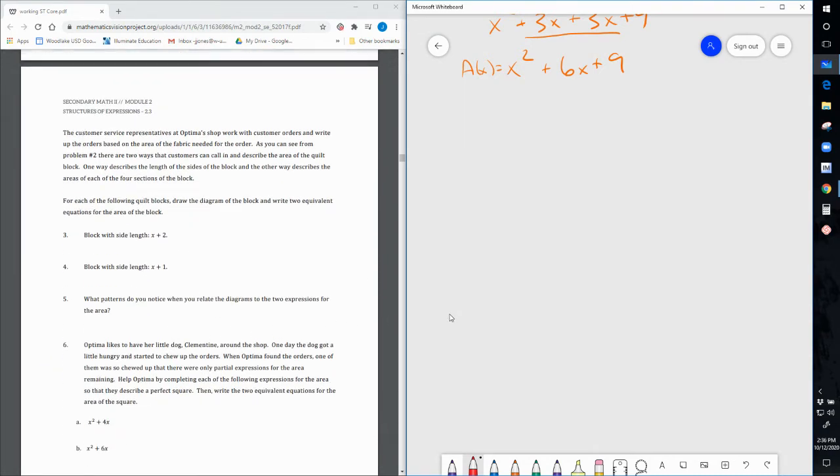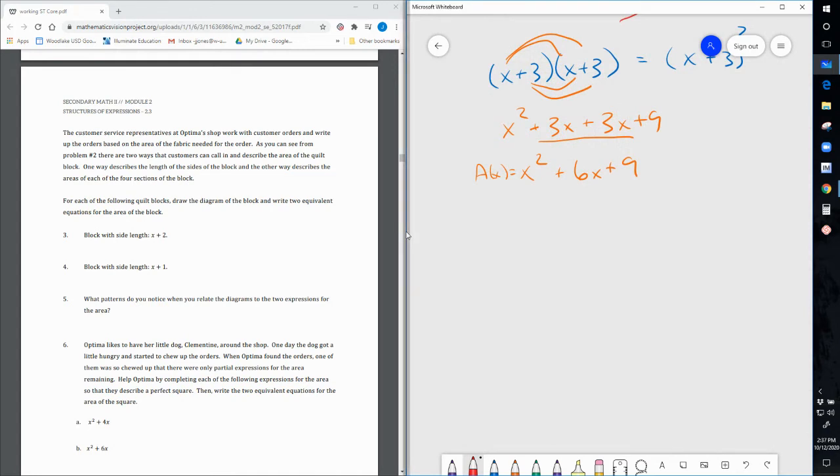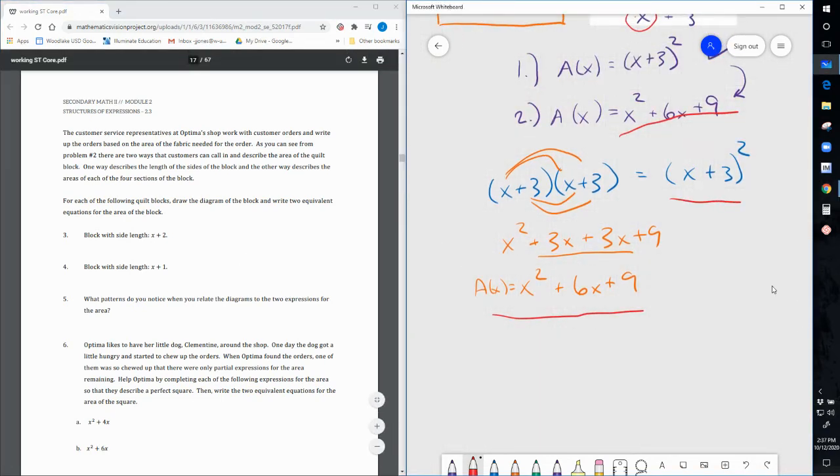All right, here we go. The customer service representatives at Optima shop work with customers' orders and write up the orders based on the area of the fabric needed for the order. As you can see from problem number 2, there are 2 ways that the customer can call in and describe the area of the quilt block. Okay, so remember earlier we got 2 equations. One of them is in standard form, which is this one, and the other one is vertex form, which is this one.